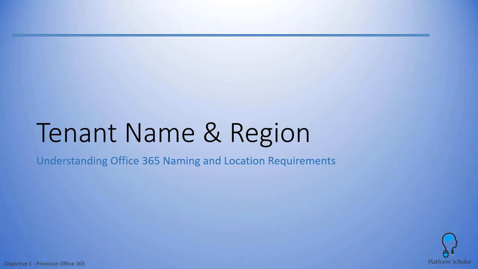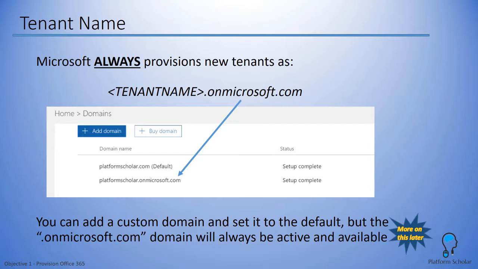In this lesson, we'll be discussing tenant name and region. The first thing to realize about tenant names in Office 365 is that Microsoft always provisions new tenants with the onmicrosoft.com domain. You could pick the tenant name, which is what comes before this, but there's no way to skip or prevent this domain suffix from being provisioned. Later, we can add custom domains that we own and set those to default, but the original onmicrosoft.com domain will always be there.